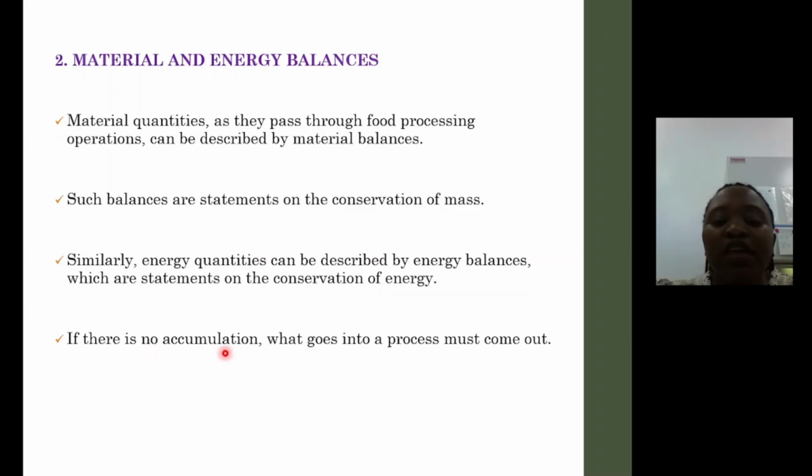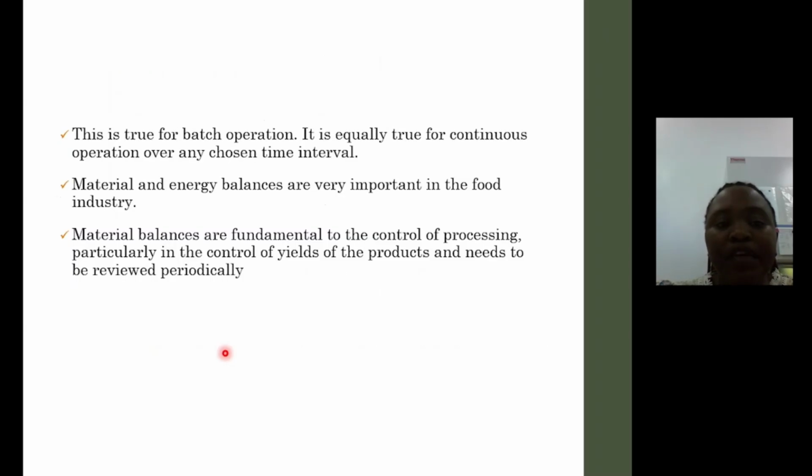If there is no accumulation, what goes into a process must then come out. This is true for batch operation. When you're having batches, maybe you have batch 1 of cooking oil, batch 2, batch 3, etc. This is true, and it is equally true for continuous operations over any chosen time interval. So material and energy balances are very important in the food industry.